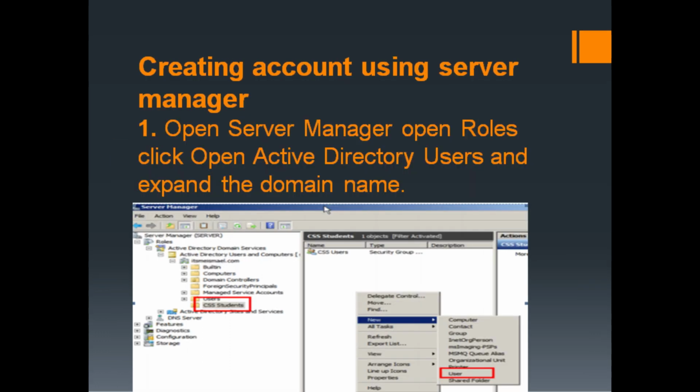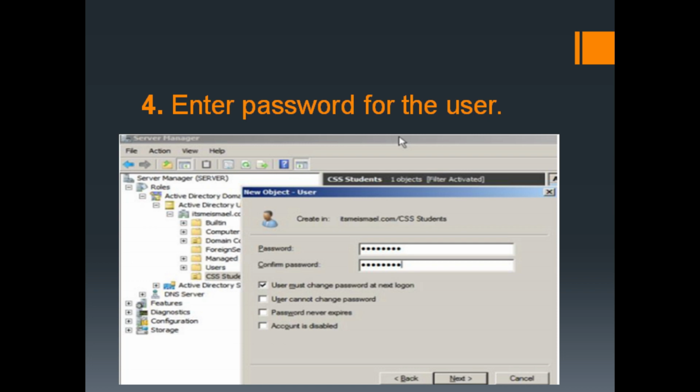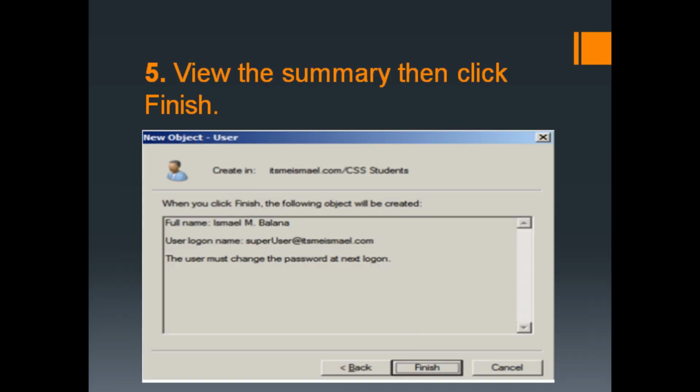Creating account using Server Manager. Number 1. Open Server Manager, open roles, click Open Active Directory Users and expand the domain name. Number 2. In the empty area, right-click, select New and click User. Number 3. New object dialog box will open as shown below. Number 4. Enter password for the user. Number 5. View the summary then click Finish.